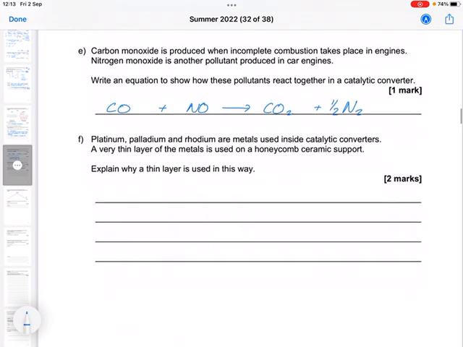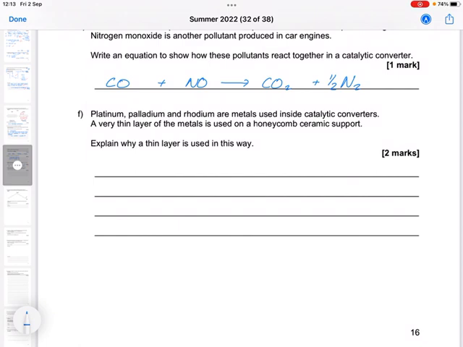Okay, platinum, palladium and rhodium are metals used inside catalytic converters. A very thin layer of this metal is used on a honeycomb support. Explain why a thin layer is used in this way. So this is to use a small amount. Okay, and that's basically because these are precious metals, they're really expensive. And the second one is it maximises the surface area.